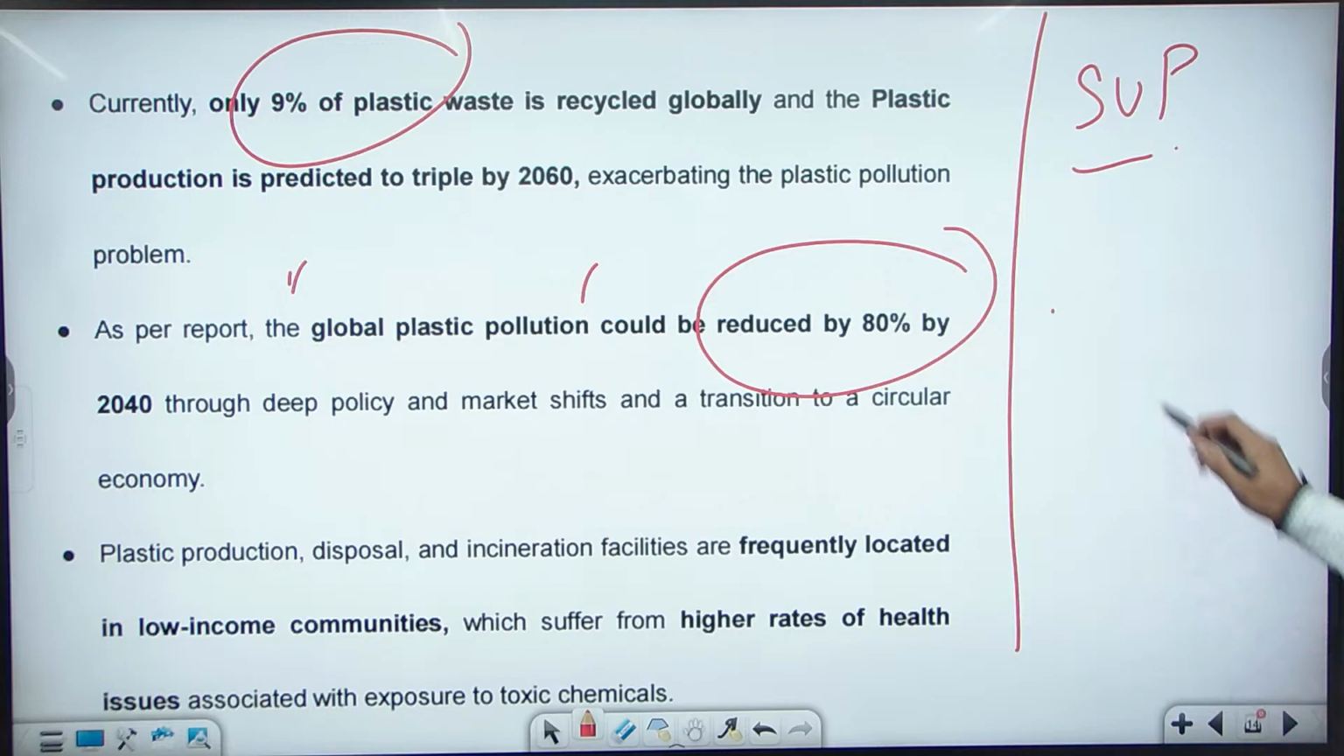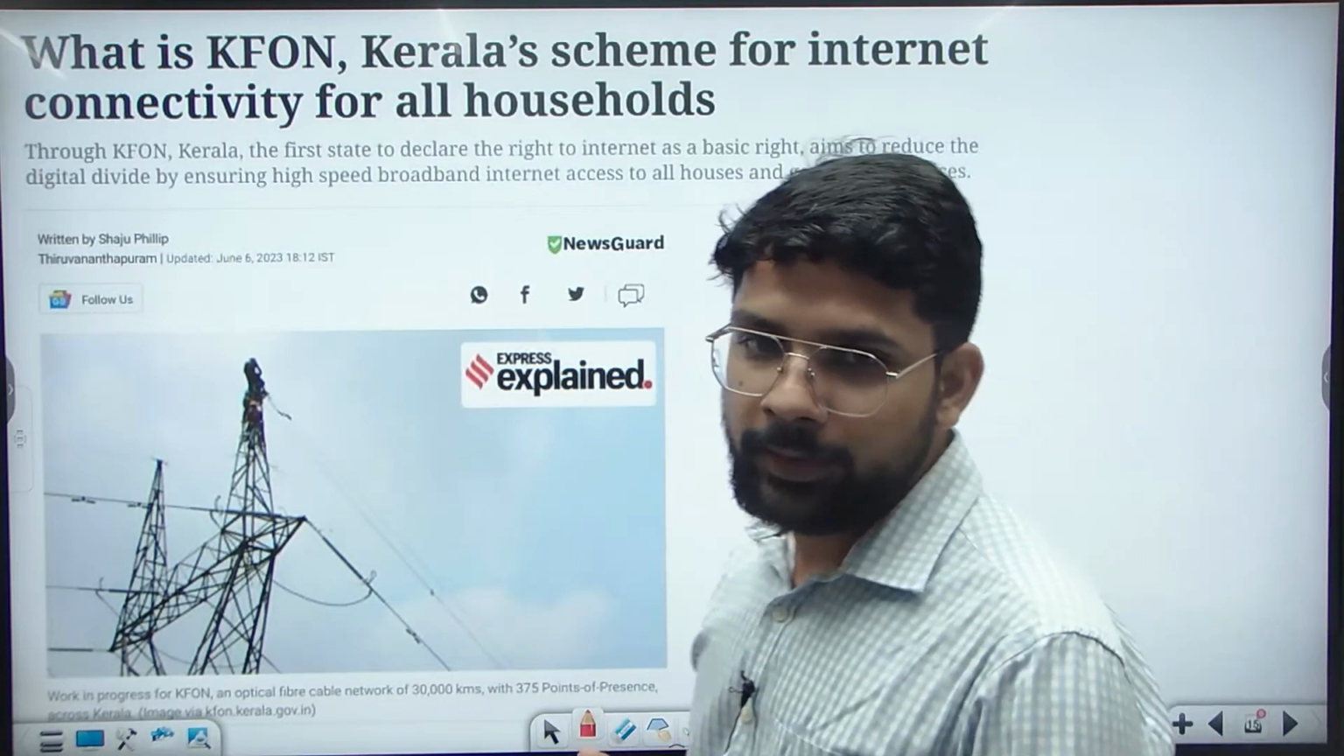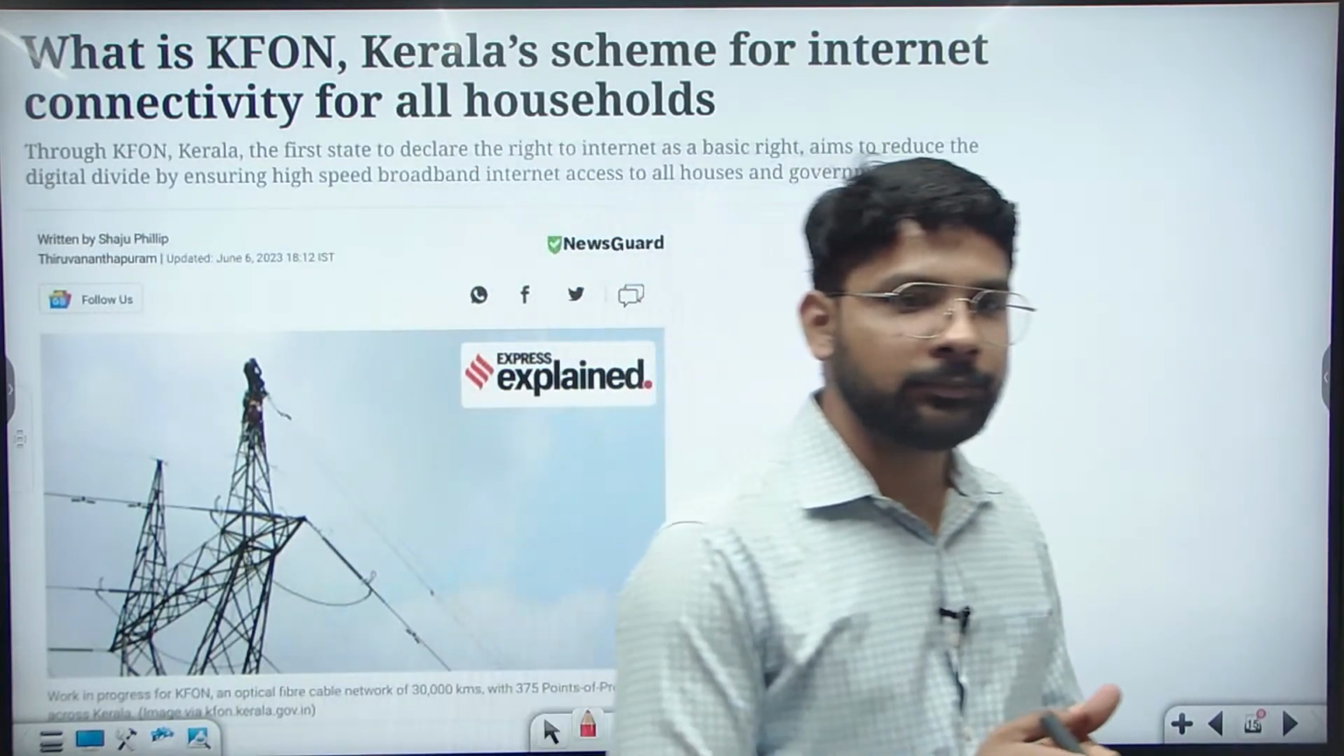So this is about the toxicity of plastic, that after recycling it, what major toxicity can arise. Any question on this topic? Anything?